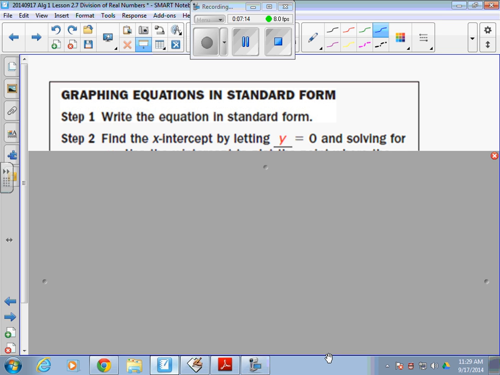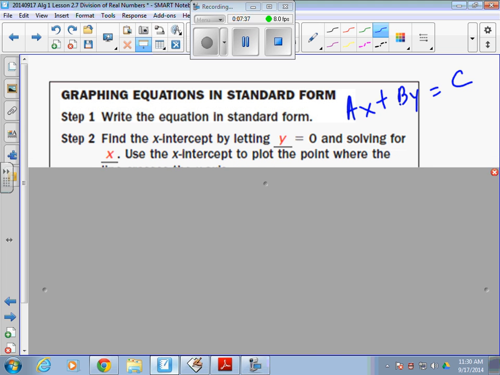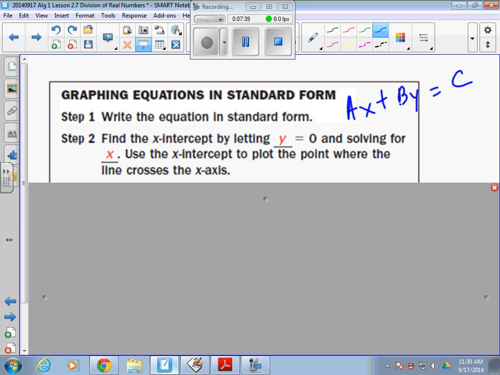Okay, graphing things in standard form. Now, this is something that you did not do as much in Algebra 1, but this is something we're going to do plenty of, finding the zeros of quadratic equations. Write the equation in standard form. Again, standard form is something times x plus something times y equals something all by itself with no variables, or ax plus by equals c. Find the x-intercept by letting y equal 0.